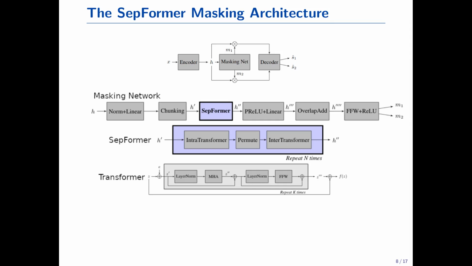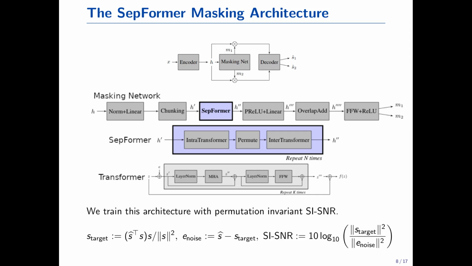All right. The Sepformer block that we show on the second row of the masking net, as I showed in the previous slide, combines the intra-transformer block, which models the short-term dependencies, with the inter-transformer block, which models longer-term dependencies. And for the transformer block, we use a pretty standard architecture. We train this model with supervised training using the permutation invariant SI-SNR loss.